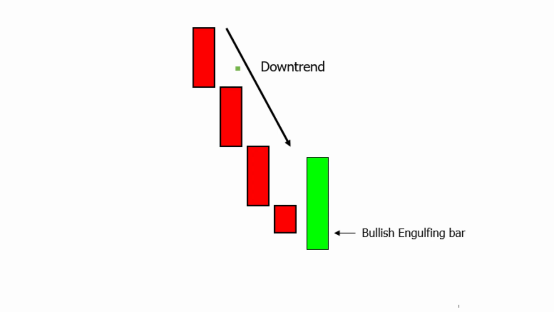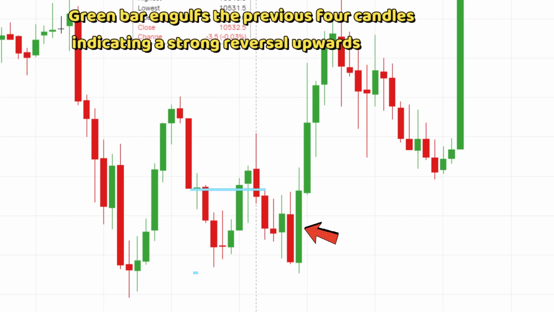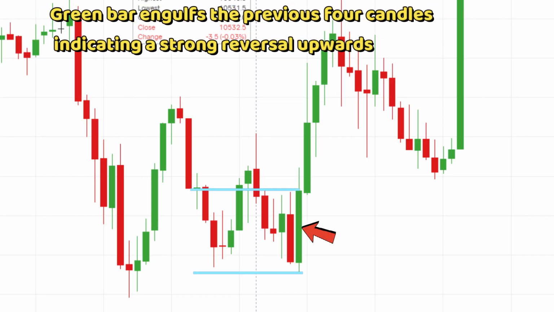The bullish engulfing pattern. This is a two-bar formation. This is relevant at the end of a downtrend, signifying a bullish reversal. The green bar's body will totally engulf its preceding bar, that is, will be higher and lower than one or more preceding bars. The more bars it engulfs, the stronger the indication that price will reverse upwards.